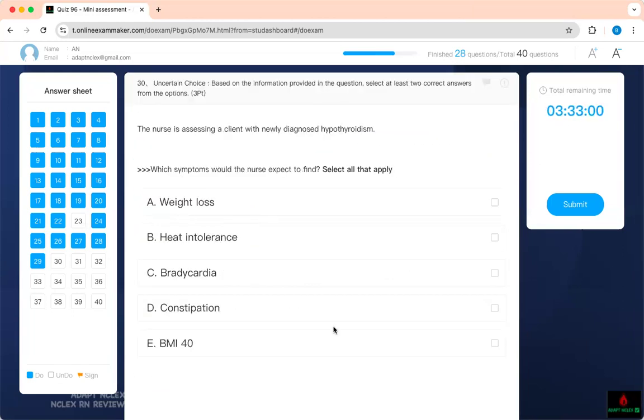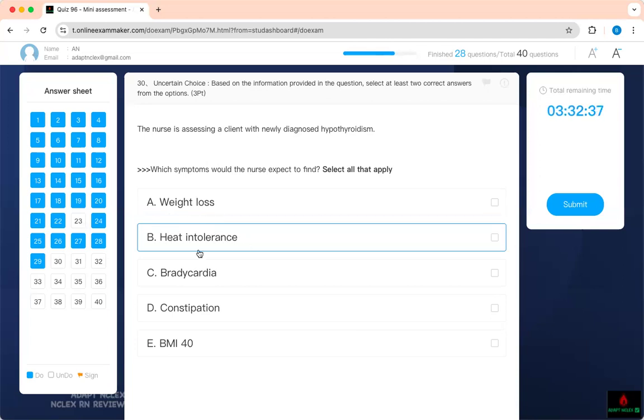Which statement would the nurse expect to find? Or which symptoms should the nurse expect to find? Select or apply. And this is assessing the client with newly diagnosed hypothyroidism. Key concept, hypothyroidism: everything is down except your weight. So your weight will go up.